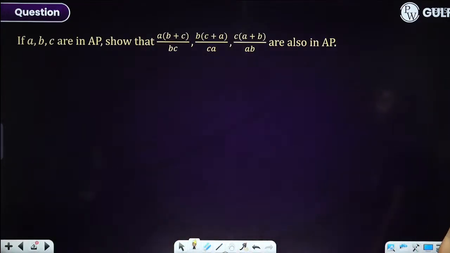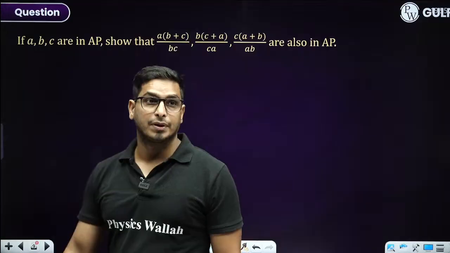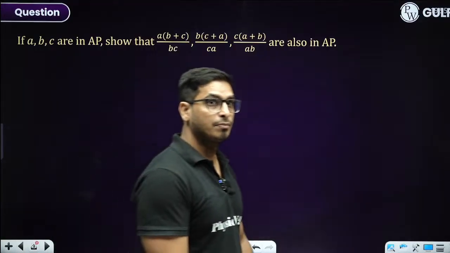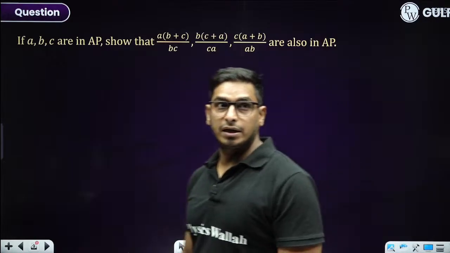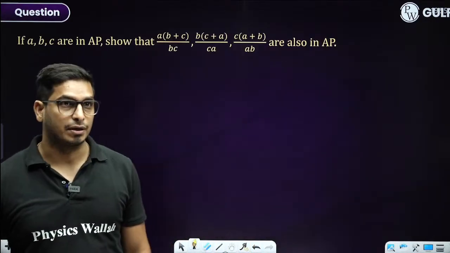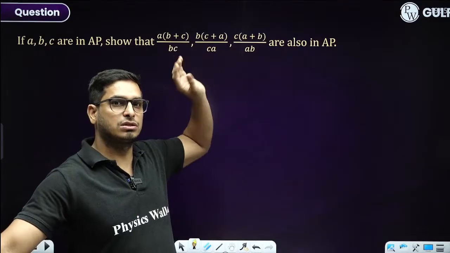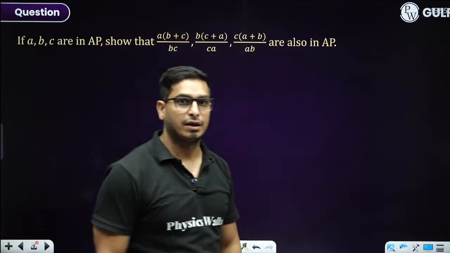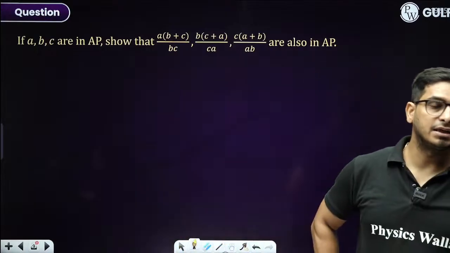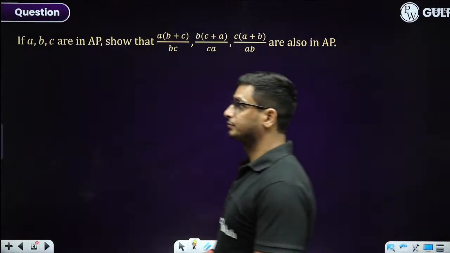If A, B, C are in AP, show that A(AB plus BC plus CA), B(CA...), C(A plus B by AB) are also in AP. So simple, we have this, we just have to prove that A, B, C are in AP. I'm waiting. Let's see how you will do it.